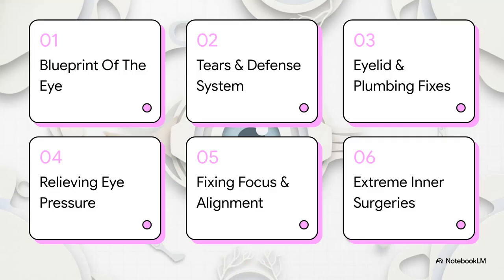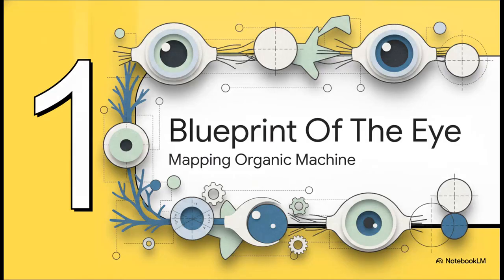We've basically split this journey into two main chunks. First up, we'll map out the anatomical blueprint and the eye's defense systems. Then, we'll step straight into the workshop for the mechanical repairs. Everything from fixing the plumbing to realigning the optics, and even some pretty extreme inner surgeries. So let's kick things off with Section 1, the blueprint of the eye, and mapping this organic machine.